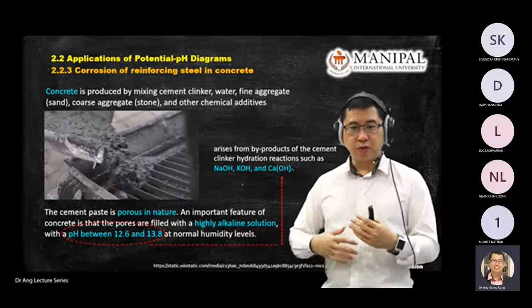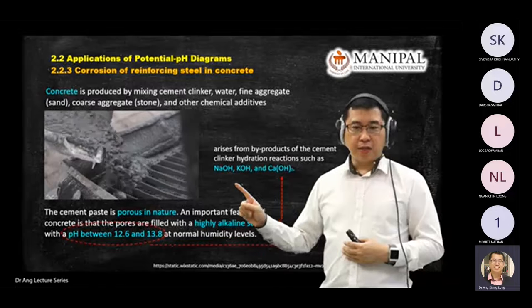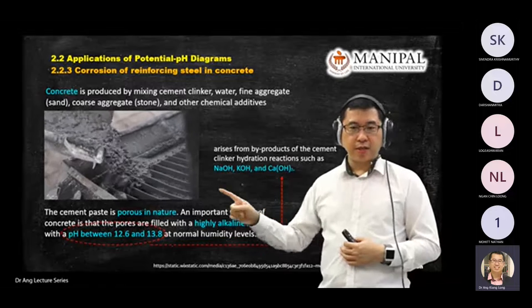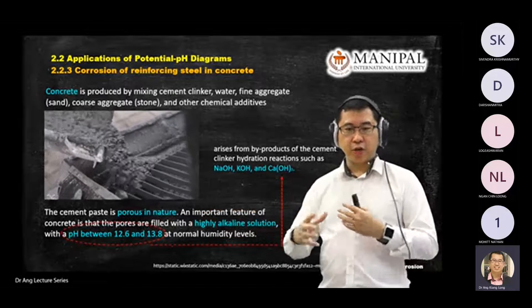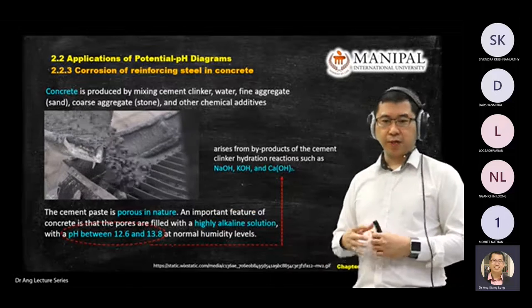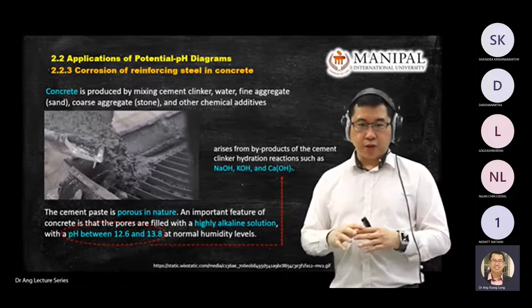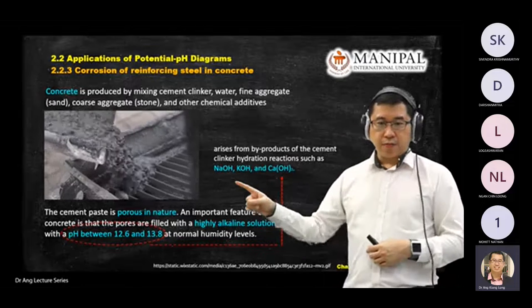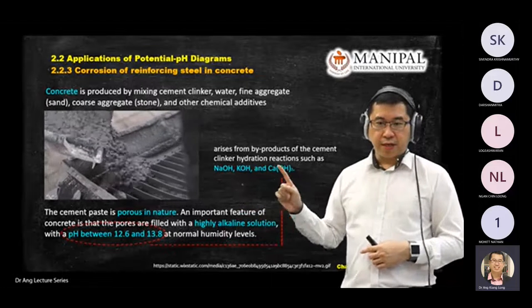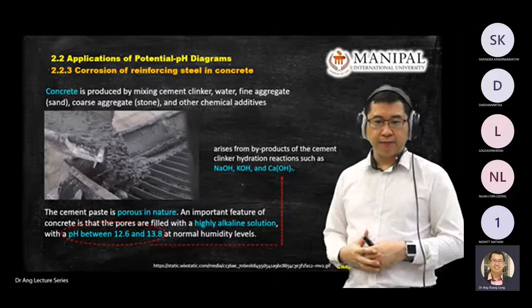Ca(OH)2. Okay, so all these are under the hydration reaction inside the cement. When you mix water with the powder, all these are byproducts inside the cement during the curing process, right? When you let it cool down, when you let it solidify, this is one of the products that you can find in the cement.